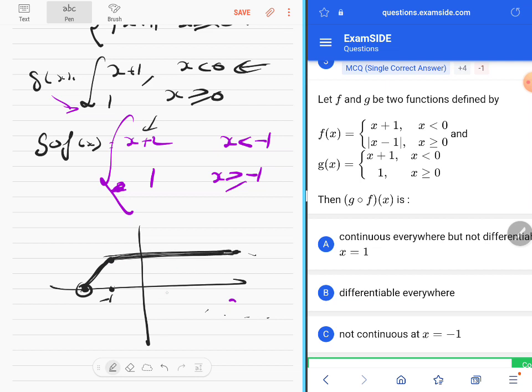So the question is, at x is equal to 1, is it differentiable? No. So then it's just not differentiable, but it's continuous. The complete graph is continuous. This option number A is the right answer.